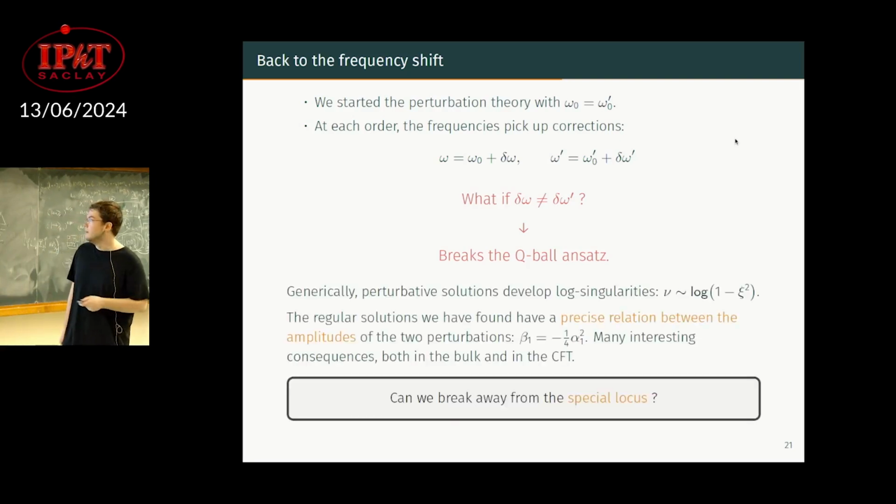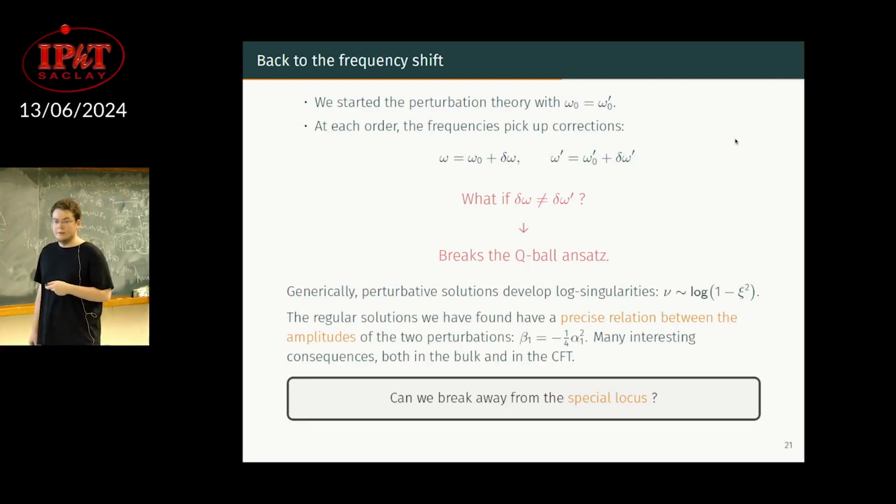And this is what we see, actually. Because if we try to have both perturbations at the same time within the time-independent Q-ball ansatz, what we see is that generically we develop log singularities in the perturbative expansion. And the results that I've shown you actually correspond to a very precise relation between the amplitudes of the two perturbations. So you have to tune the perturbation in the lambda scalar to be exactly -1/4 alpha 1 squared, so quadratically related to the amplitude of the other. Otherwise, the solution is not defined and you get log singularities.